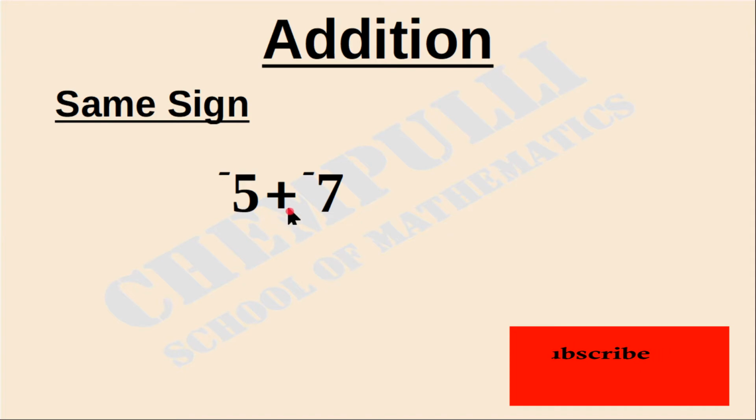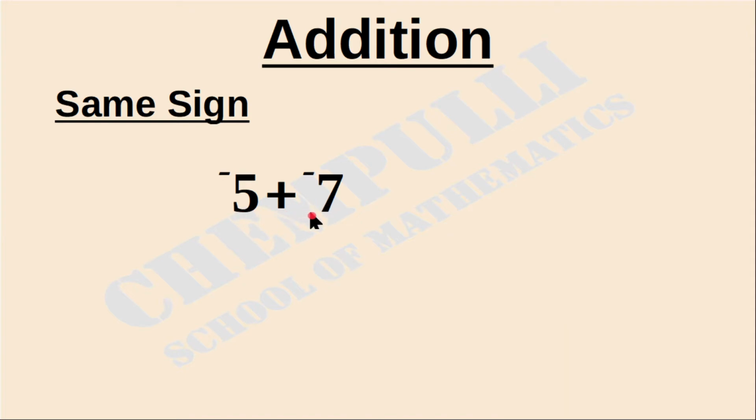Negative 5 plus negative 7. Then what is the answer of this part? Here you can check the sign. Here, in all cases, first check the operation. Here what is the operation? It is addition. Okay. Then what is the sign of the first number? It is negative. Then what is the sign of the second number? It is negative. Both signs are the same.